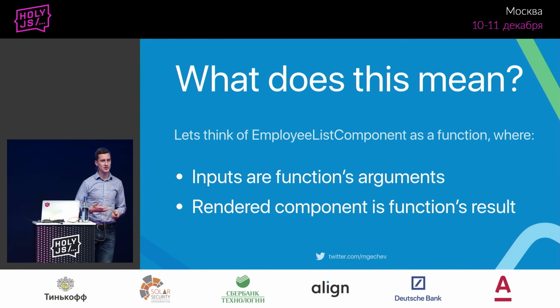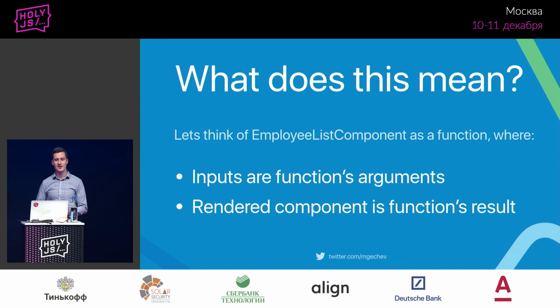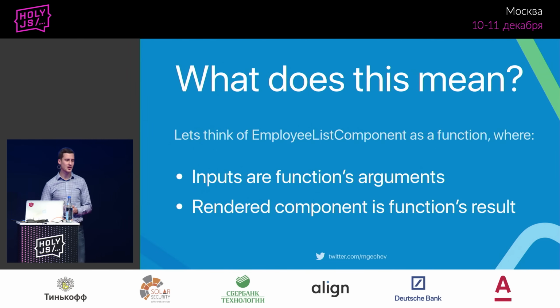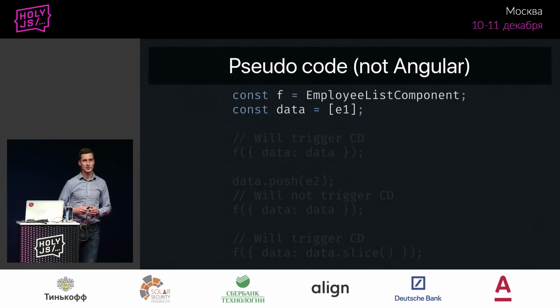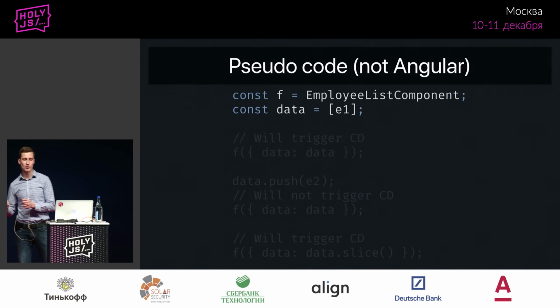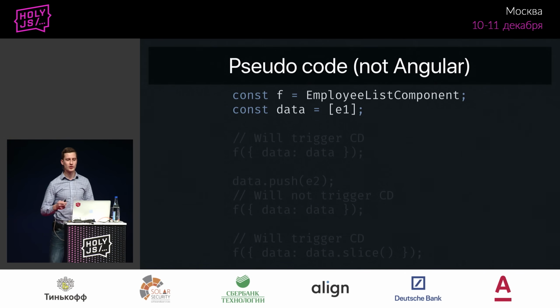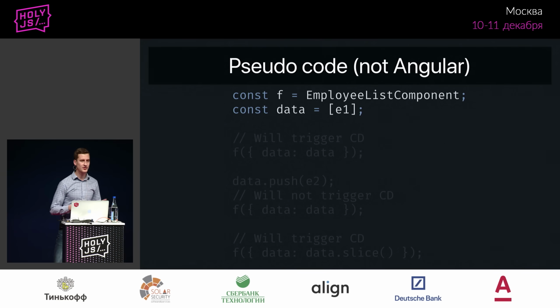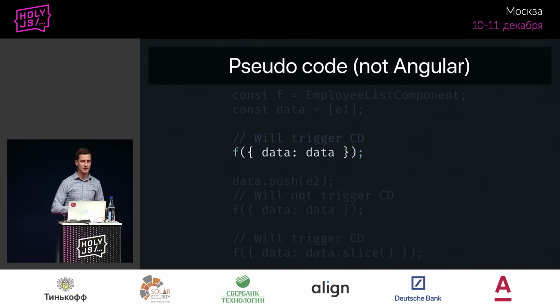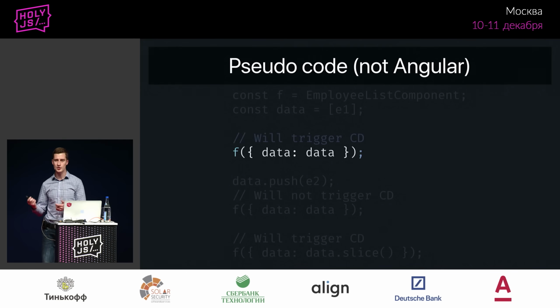But before that, in order to make it even more obvious, let's just for a second pretend that our employee list component was a function, because we talked about functional programming already during the keynote. So our function now has arguments, which we can think about as the component's inputs. And the rendered result on the screen is the actual result of the function. So here we're assigning a reference to the employee list component, which now is only a function, to the constant f. We also define data, which contains only a single employee. And here is what we do. First, we pass arguments. We invoke our function with its initial inputs. And here, Angular is going to perform change detection.